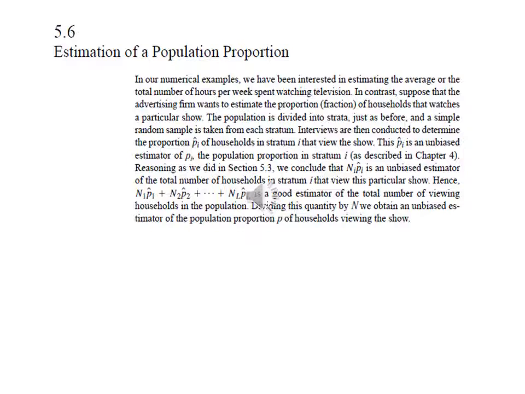Reasoning as we did in section 5.3, we conclude that N i p hat i is an unbiased estimator of the total number of households in stratum i that view this particular show. Hence N1 p hat 1 plus N2 p hat 2 plus dot dot dot plus capital N L p hat L is a good estimator of the total number of viewing households in the population. Dividing this quantity by the grand capital N, we obtain an unbiased estimator of the population proportion p of households viewing the show or viewing the television.